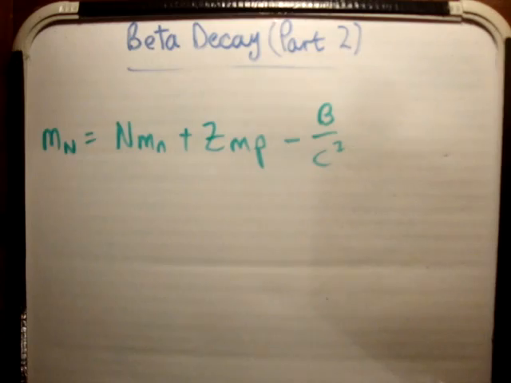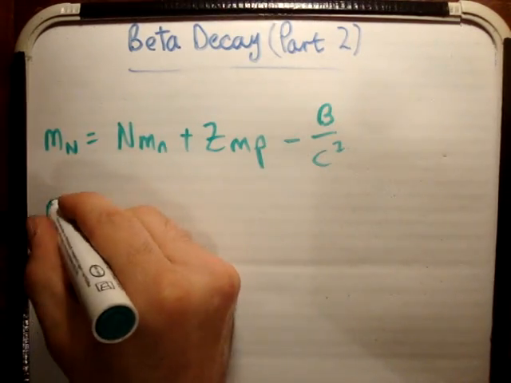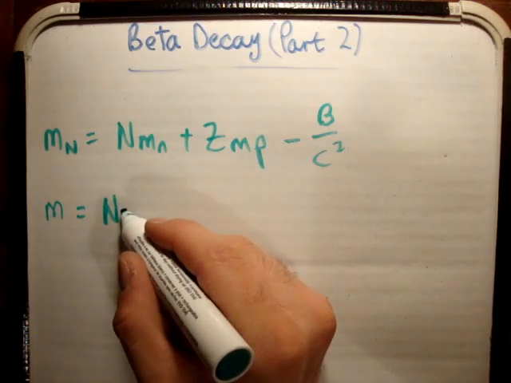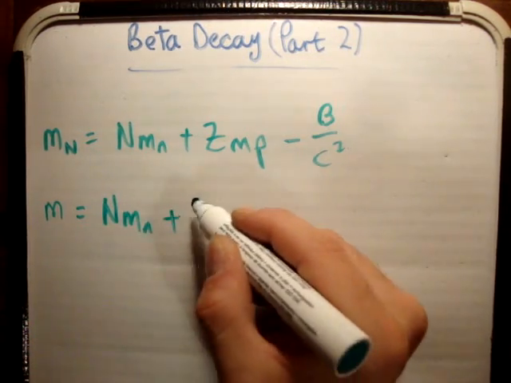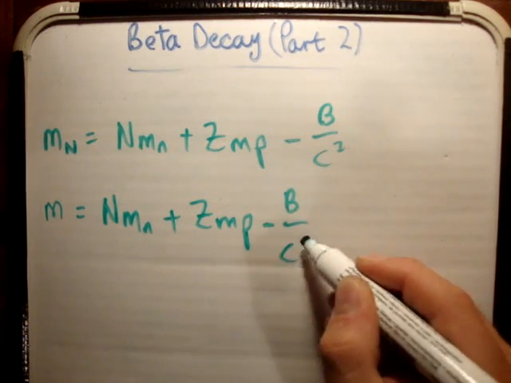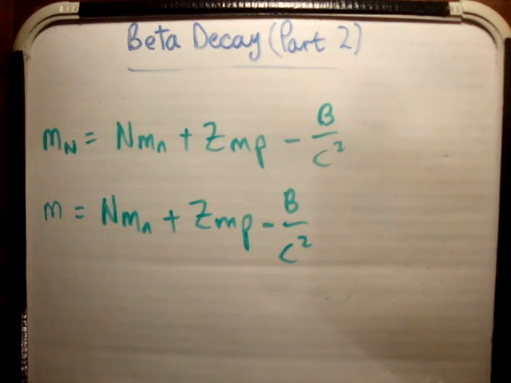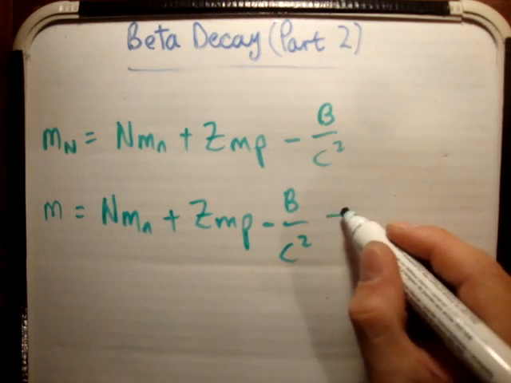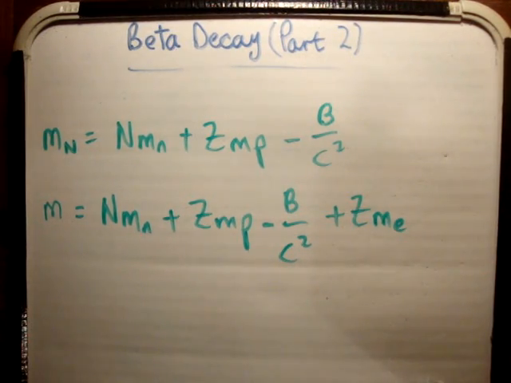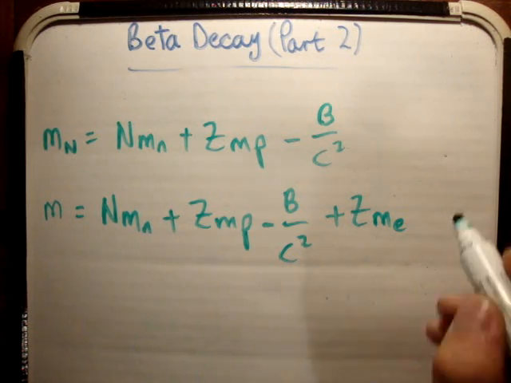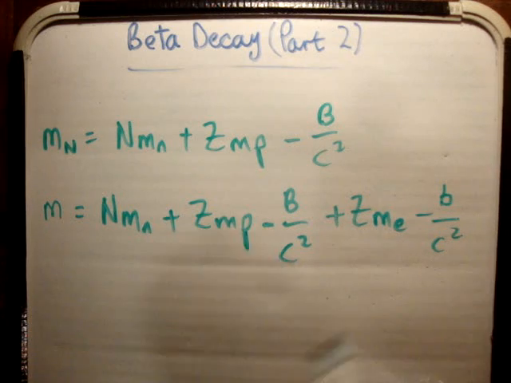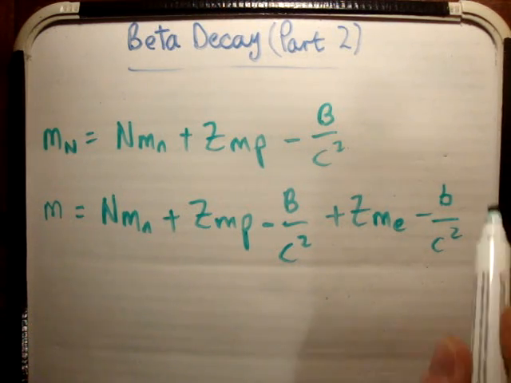We also said that the mass of the atom, which I call capital M, is of course the number of neutrons times the mass of a neutron, plus the number of protons times the mass of a proton, minus B over c squared, which is the binding energy of your nucleus. We now need to add on the number of electrons, which is Z times the mass of an electron. But also we need to reduce once again the mass here, because the electrons are also trying to repel each other, and we do it by a small b over c squared, which is another energy.